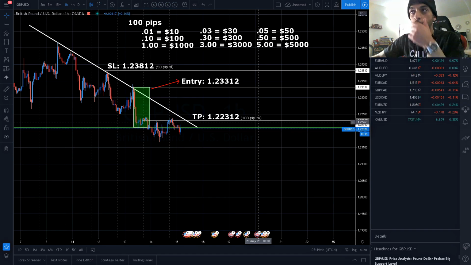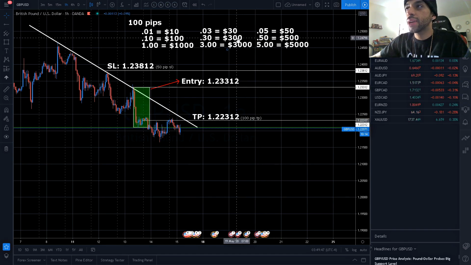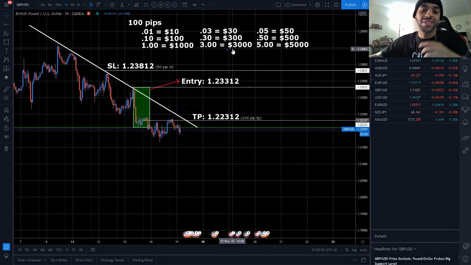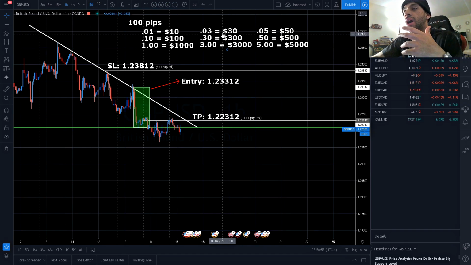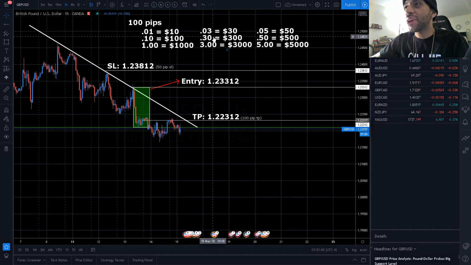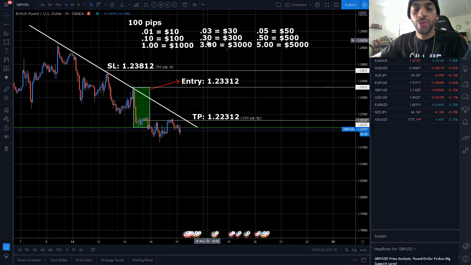I'll give you guys one more example. Let's say we are trading the 0.30s right here. So let's say we're trading this right here, 0.30. That is our lot size. That's our position size. We're trading a 0.30.